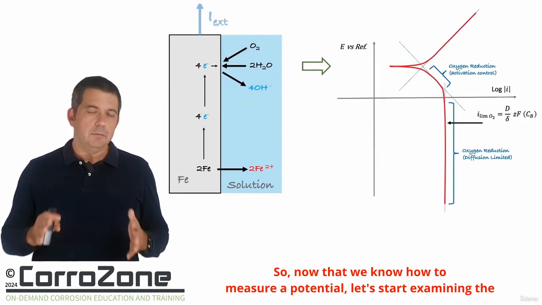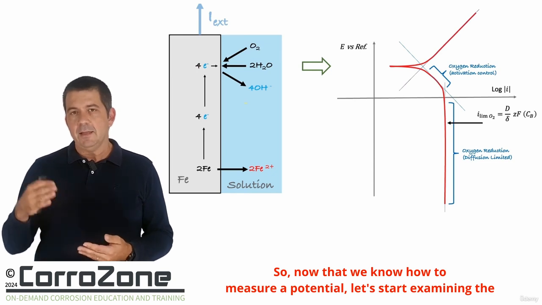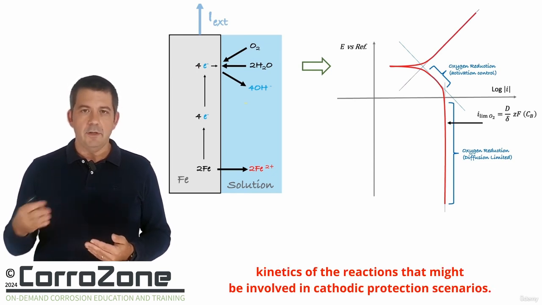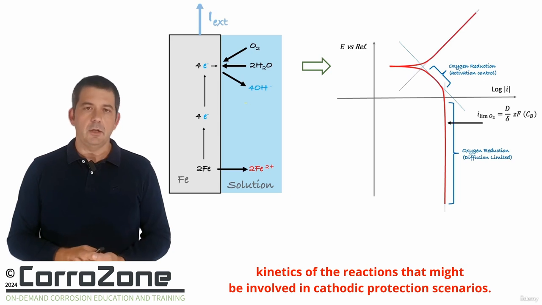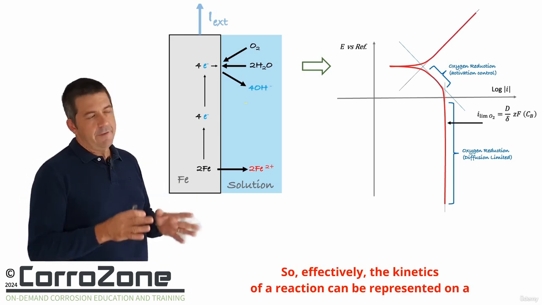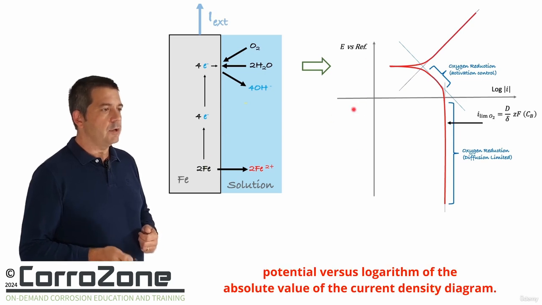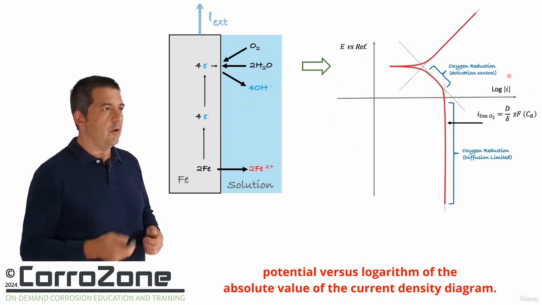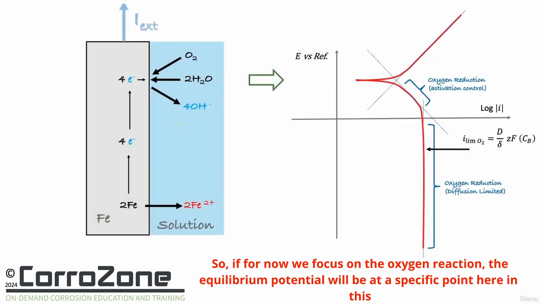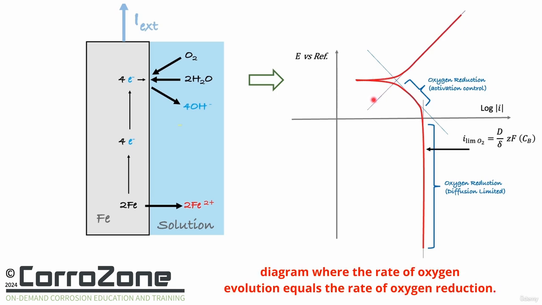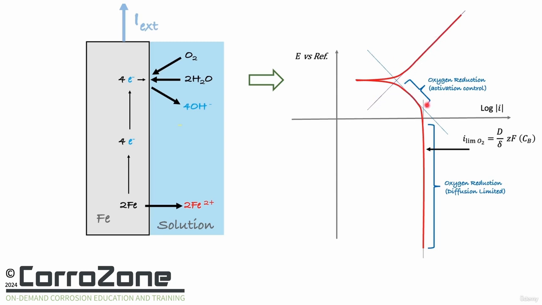So now that we know how to measure a potential, let's start examining the kinetics of the reactions that might be involved in cathodic protection scenarios. Effectively, the kinetics of a reaction can be represented on a potential versus logarithm of the absolute value of the current density diagram. So, if for now we focus on the oxygen reaction, the equilibrium potential will be at a specific point here in this diagram, where the rate of oxygen evolution equals the rate of oxygen reduction.